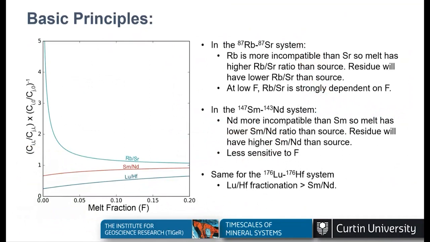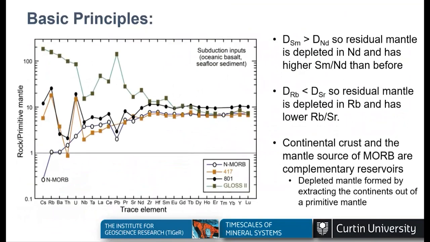But this kind of just illustrates essentially the process by which we fractionate parent-daughter ratios. So you can see as we extract crust out of the mantle, we're going to fractionate parent-daughter ratios, and then in theory over time, the crust and mantle will evolve to different isotopic compositions.